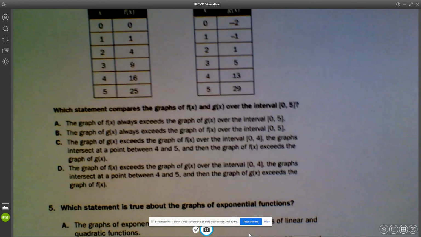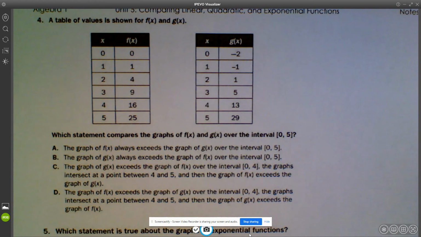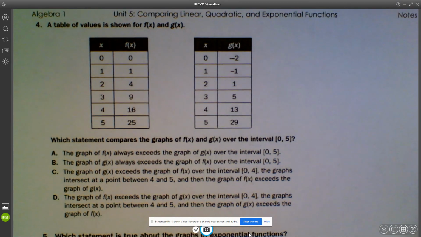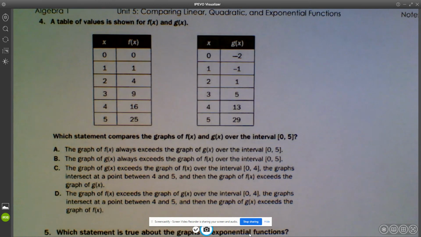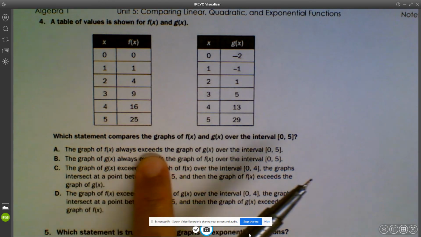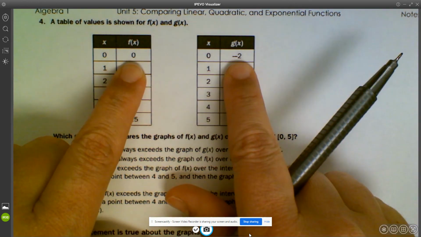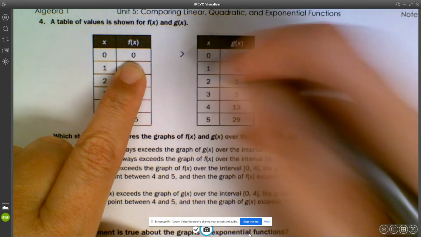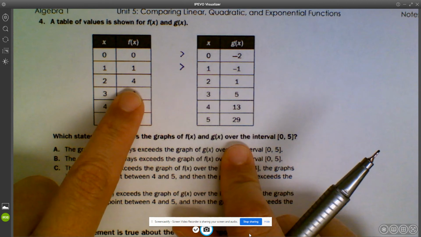So I look here at this first one. A table of values is shown for f of x and g of x. Which statement compares the graphs of f of x and g of x? So they're giving you tables, but they're going to ask about the graph. So let's see what happens here. The graph of f of x always exceeds the graph of g of x over the interval 0 to 5. Well, let's see. Is 0 greater than -2? Yes. Is 1 greater than -1? Yes. So far, so good.